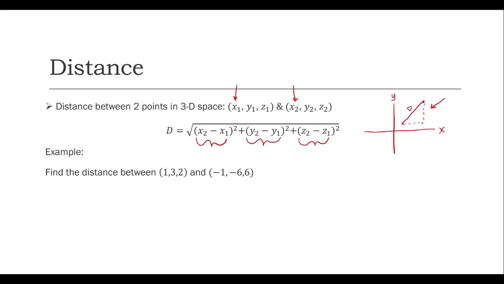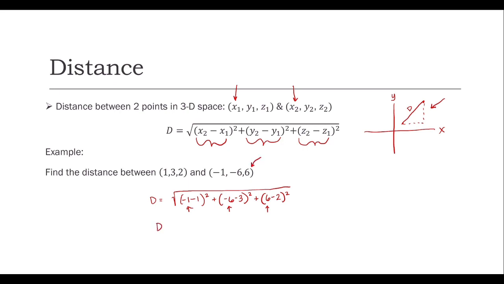So in our example, it says find the distance between 1, 3, 2 and -1, -6, 6. So our distance will equal the square root of x2, -1, minus x1, so -1 squared, plus the difference in our y values. So we'll do -6 minus 3 squared, plus the difference in our z values, 6 minus 2 squared. So we could choose to have either point as our first or second point, as long as you keep it consistent. So our -1, -6, and 6 are first. And that's how it should be because they're all from the same coordinate.